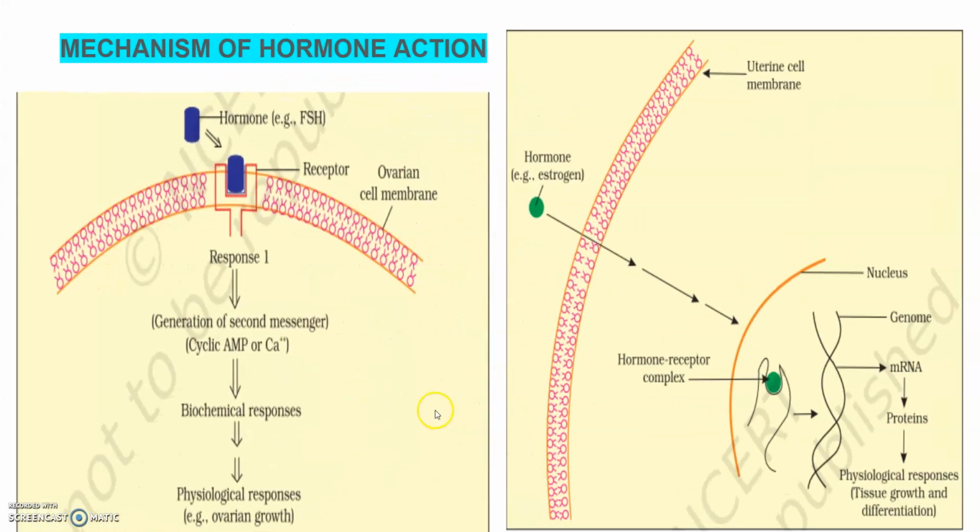Mechanism of hormone action. Hormones produce their effects on the target tissues by binding to specific proteins which are called receptors. They are located in the target tissues only. Some hormone receptors are present on the cell membrane of the target cells. They are called membrane bound receptors. Other receptors are present inside the target cells, the intracellular receptors, mostly nuclear receptors.